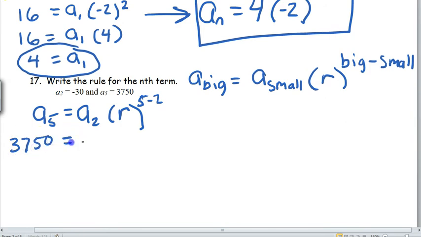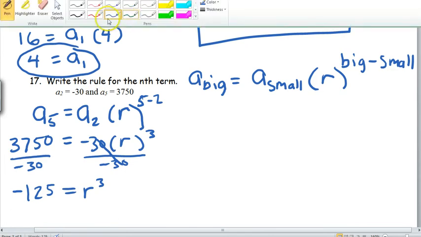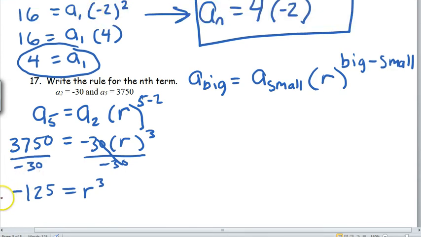This becomes A5 is 3,750 equals negative 30 times R to the third power. Dividing both sides by negative 30. What do I get when I divide, you guys? Negative 125. Cancel out. Equals R to the third power. Taking the cube root of both sides. Cube root. What do I get? Negative 5.